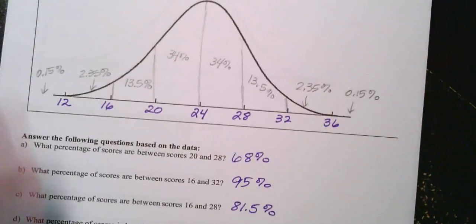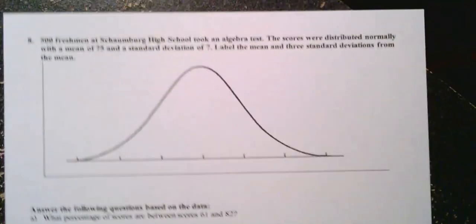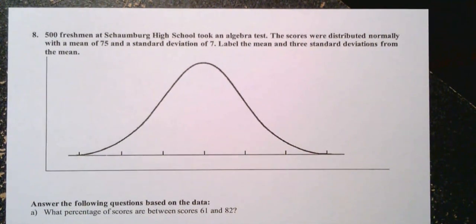All right. Next up, last example. Again, we're with 500 students. We've got 500 freshmen this time. 500 freshmen at Schaumburg High School took an algebra test. The scores were distributed normally with a mean of 75 and a standard deviation of 7. Label the mean and 3 standard deviations from the mean, which is basically what we've been doing to every picture. That's what they're asking. So pause and do it yourself if you haven't already.